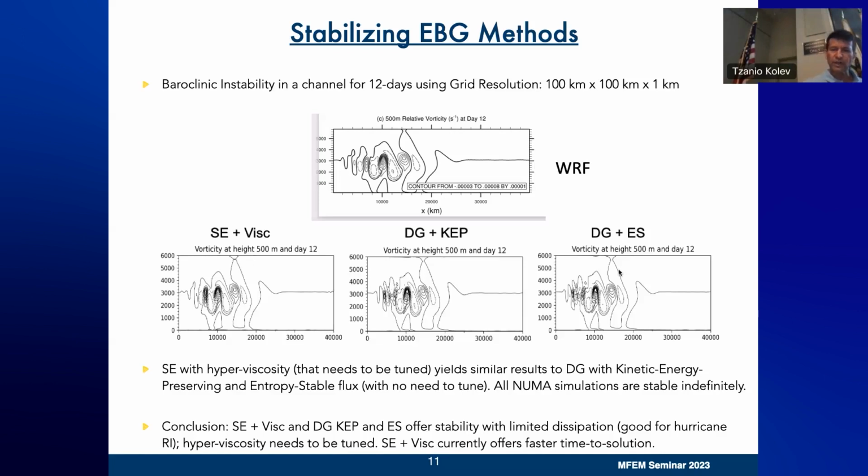So the conclusion is that we're able to get stability with limited dissipation, depending on how you play with the viscosity, which is good for hurricanes, right? Because I said you want to have as little viscosity as possible, but the hyperviscosity still needs to be tuned. On the other hand, the flux differencing schemes that I showed you in this panel here and here use no viscosity at all, but there's no free lunch. There's a catch, right? And the catch is that we're still able to run our simulations a lot faster with this setup, even though we have hyperviscosity and all that stuff, because these fluxes are so expensive, right?